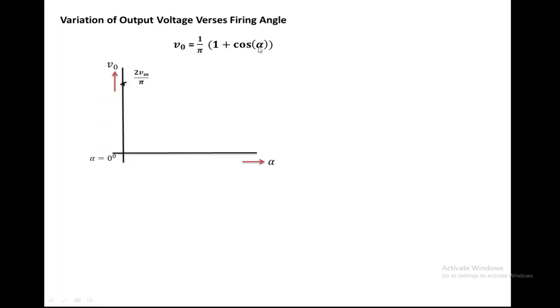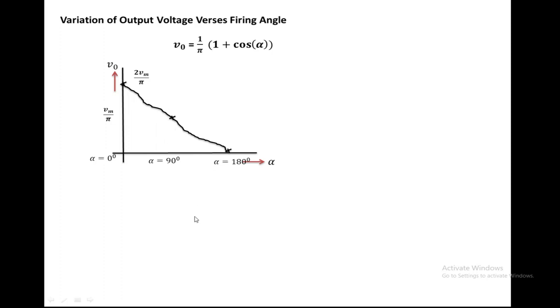When alpha equals 90 degrees, we are getting the value Vm by pi, that we are getting at this point. When alpha equals 180 degrees, in this expression if you take alpha equal to 180 degrees, the output voltage becomes 0. If you join all these points with a line, we get the variation of output voltage versus the firing angle. As alpha changes from 0 to 180 degrees, the average output voltage is always positive.